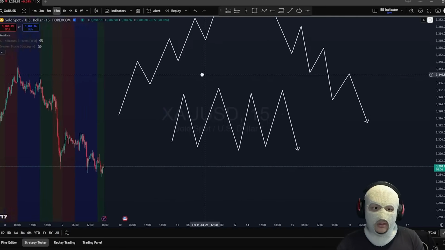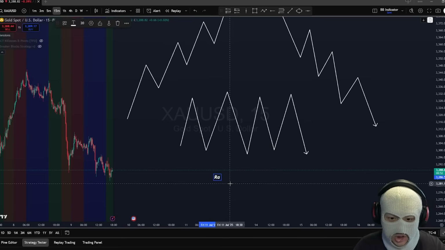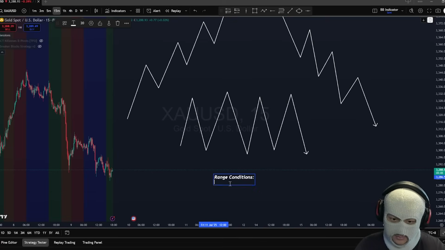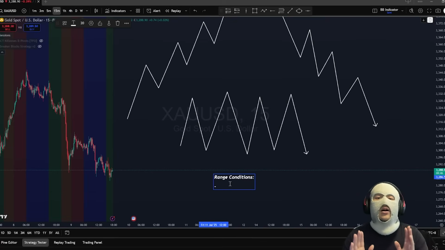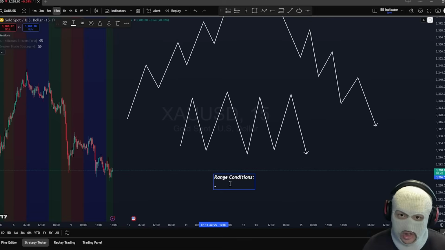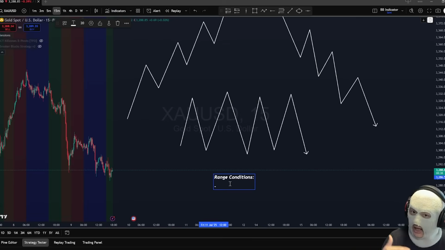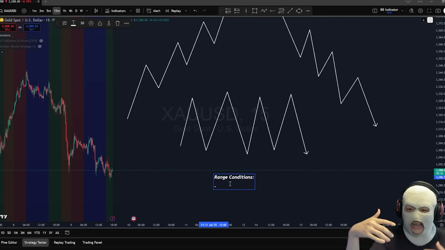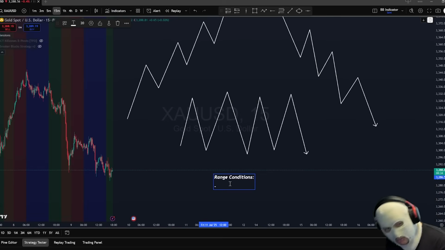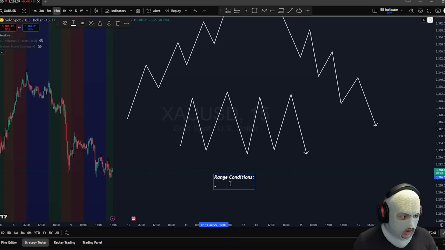You know what? Let me write it down for you guys here. Range conditions. Number one, what we're going to have is no clear 1 hour structure breaks. That means the market pushes up, wicks. Pushes down, wicks. When that happens, usually on the lower time frame, you're already looking at a range.